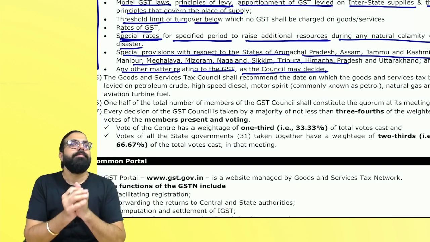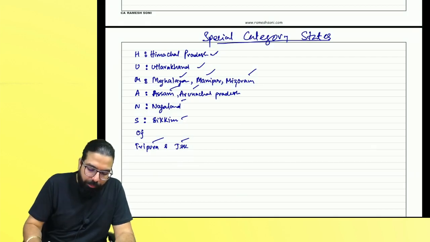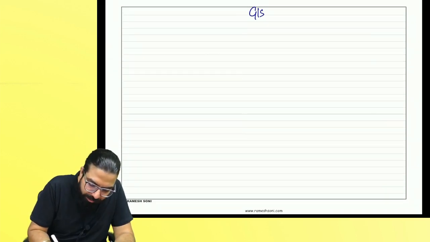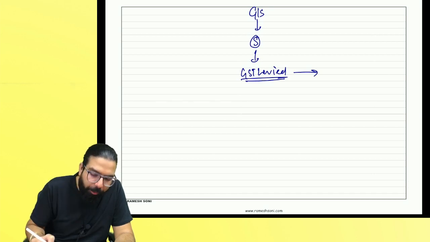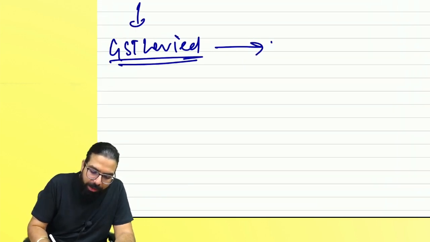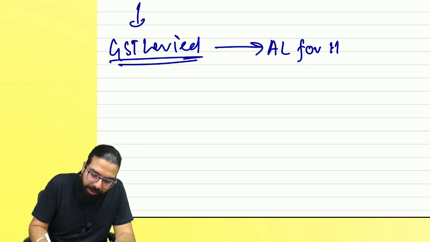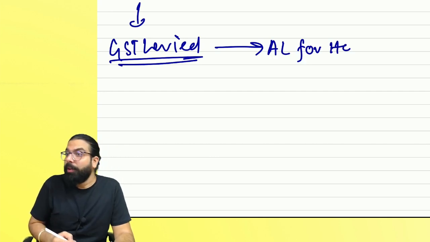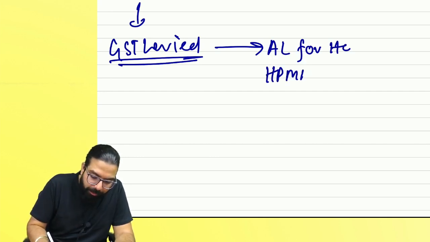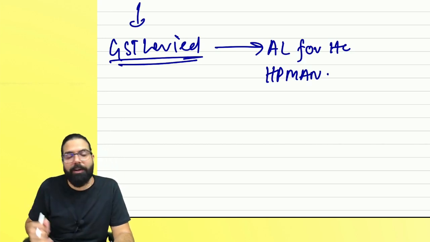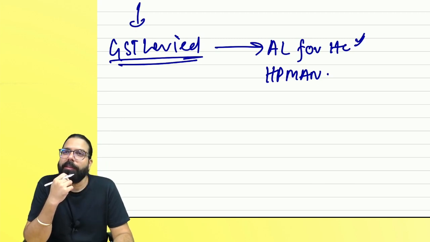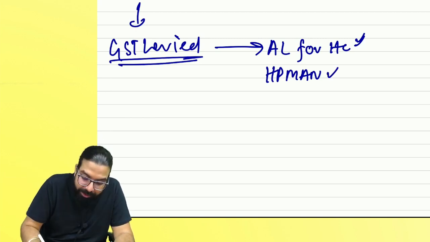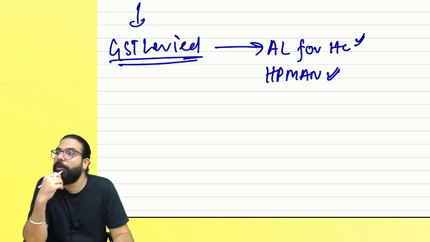Everyone over here now. I went ahead and told you that whenever goods or service will be supplied, what will be levied, everyone? GST will be levied or imposed. Can you tell me which item GST can't be imposed? Alcoholic liquor for human consumption. And one more item I told you. HP man. These two items are known as non-taxable under GST. If government wants to levy GST on these, how can government do that? Amending the constitution.